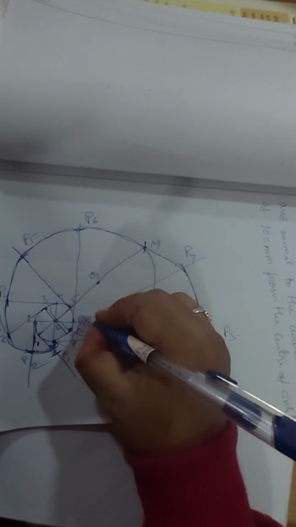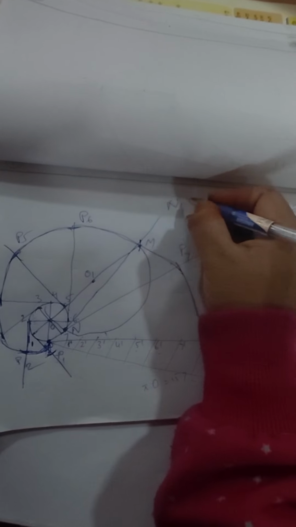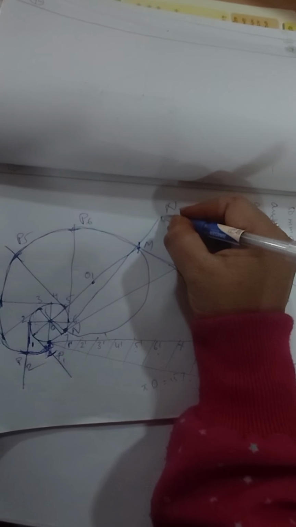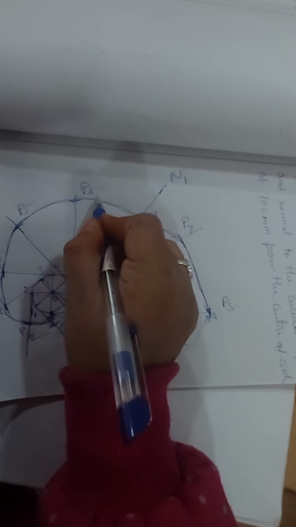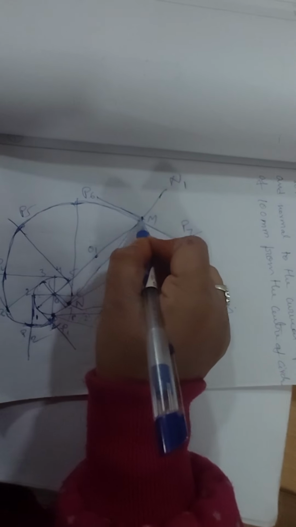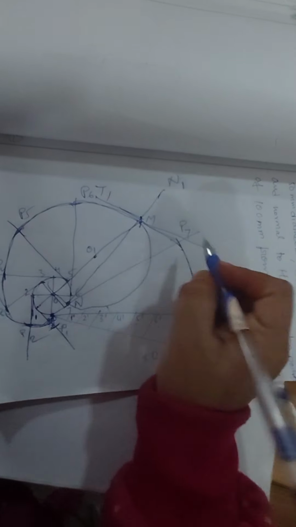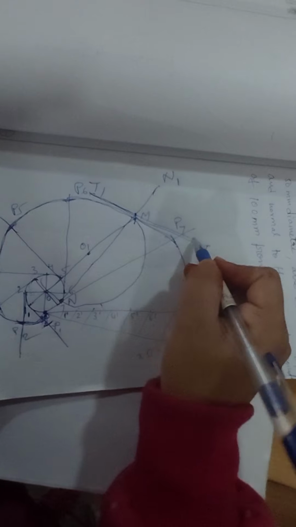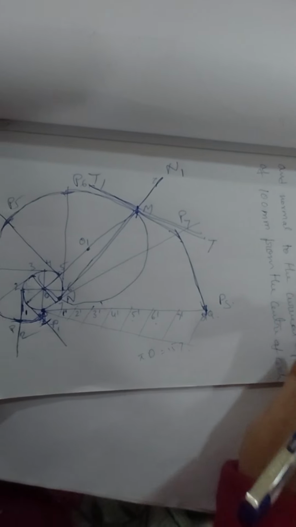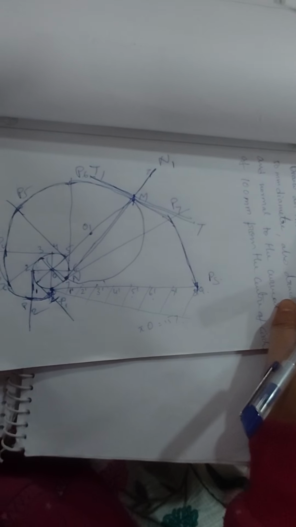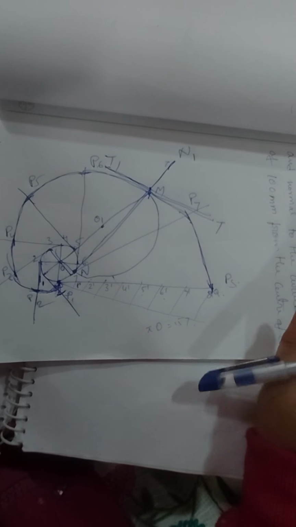Draw a line from N to M and extend up to N1 to get the normal, and then at the point M draw a perpendicular line to this N1 to get the tangent T1. So this is the tangent and this N1 is the normal. So this is how to draw the involute for the circle along with tangent and normal.